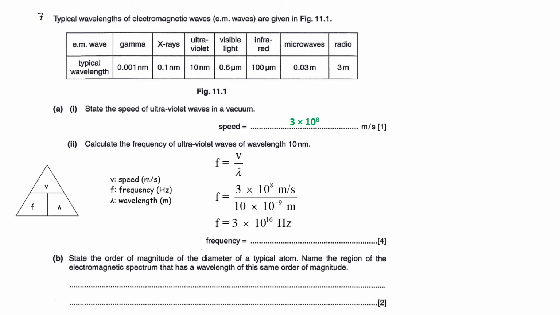What you need to take note of is the wavelength has a prefix of nano. Nano is represented by 10 to the power of minus 9. So remember to add in 10 to the power minus 9 for your wavelength, and you will get the frequency of 3 times 10 to the power of 16 Hertz.